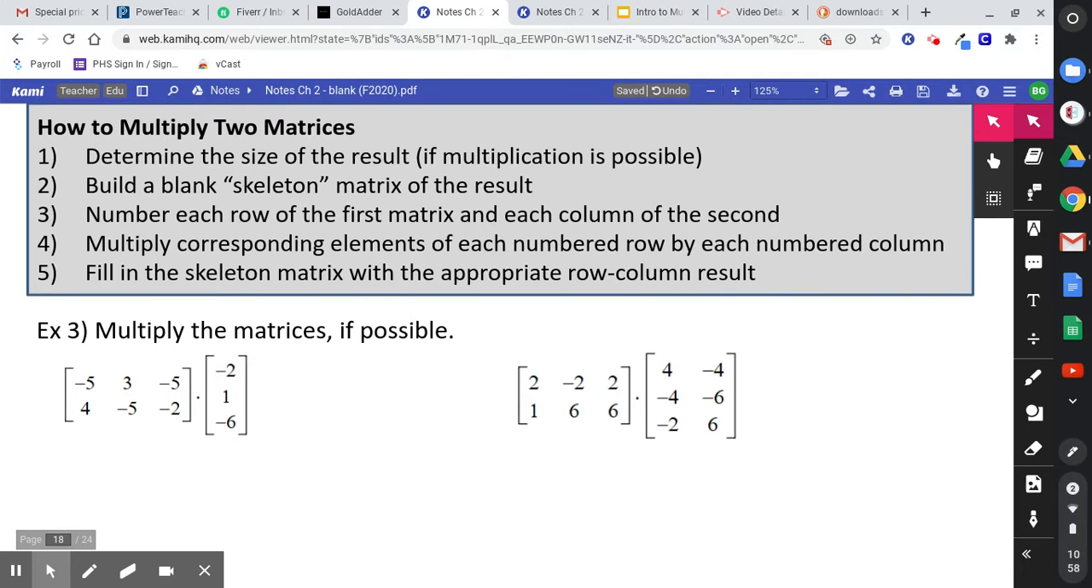So we've got steps for how to multiply. Number one, determine the size of the result. Okay, so that's the same thing that we just did. Two, build a blank skeleton matrix. Three, okay, let's just go ahead and get started. All right.